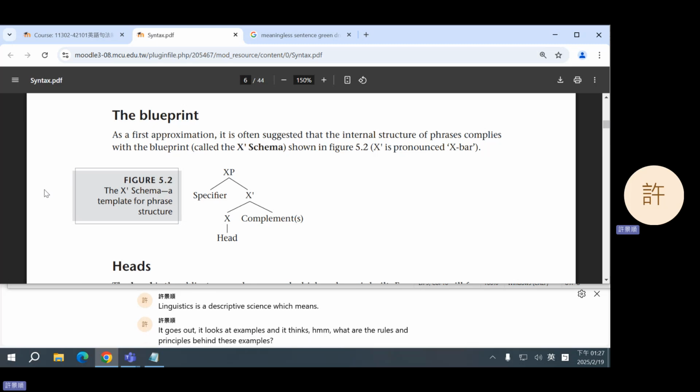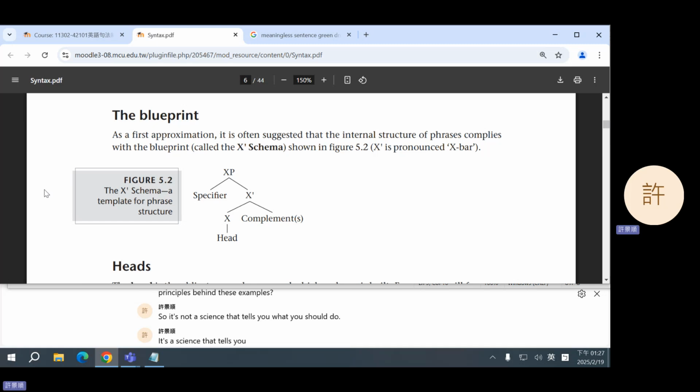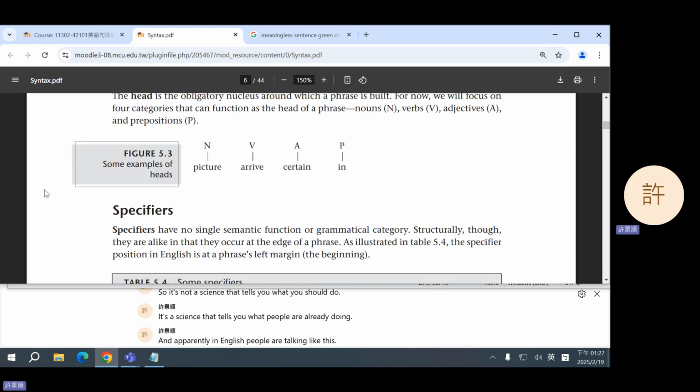So it's not a science that tells you what you should do. It's a science that tells you what people are already doing. And apparently in English, people are talking like this.